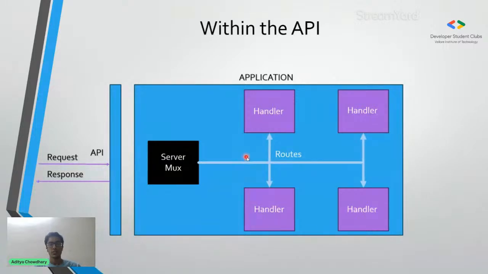So each route will consist of a handler, and a handler is basically a function that is used to handle that route. Everything the route wants will be handled by this function. All the processing will be done here. It may call other functions inside it, but this is where it retrieves the route and gives you the response. And the server mux is in charge of making sure that the correct route moves to the correct handler, so that you don't have routes calling other handlers and all that.